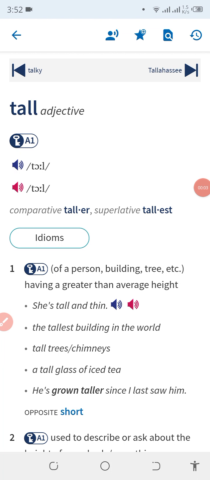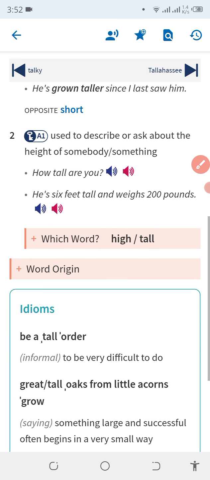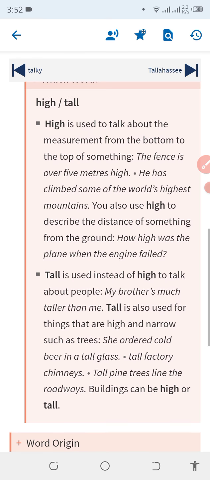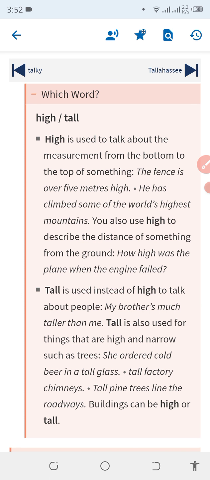Let's take a look at the difference between tall and high again. Before we get there, let's start with the pronunciation of the word itself. Tall, tall, tall, tall. Okay, so here in the Oxford Advanced Learner's Dictionary, you can clearly see two paragraphs that highlight the difference between the two adjectives. Okay, so we have high and tall.